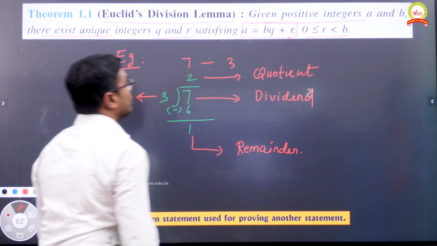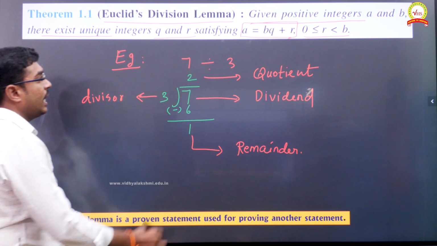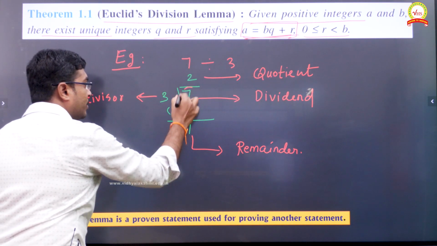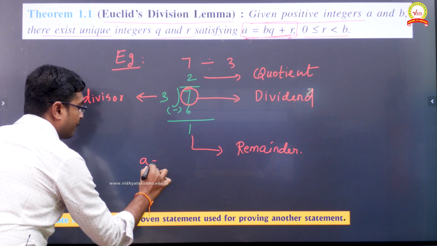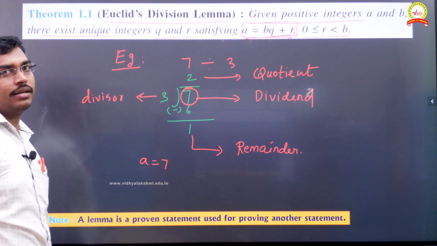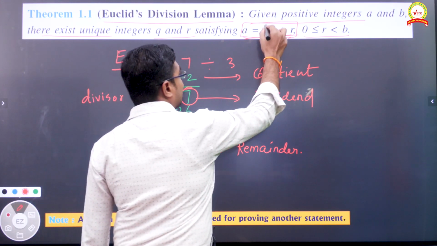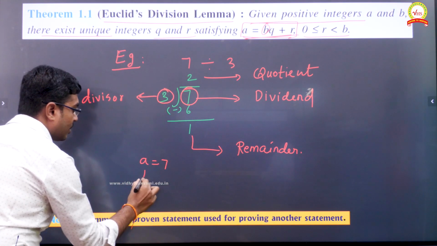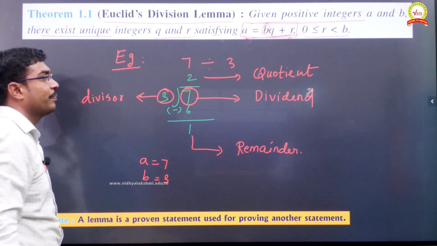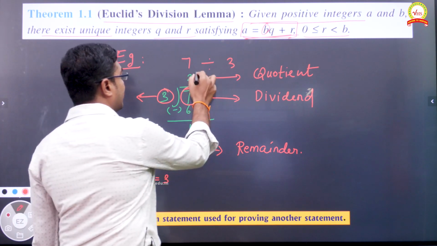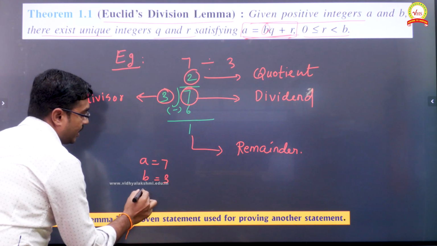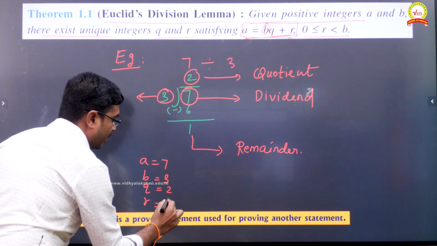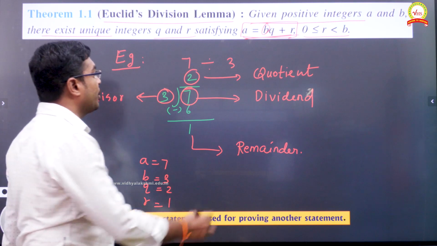Okay. So, what does the theorem say? a equals bq plus r. So, I am going to take a as 7. That is the dividend. Yes or no? Next, what is b? b is the divisor. 3 is the divisor. So, b equals 3. And then what is the quotient? 2. So, quotient q equals 2. And the remainder is 1. Yes or no?